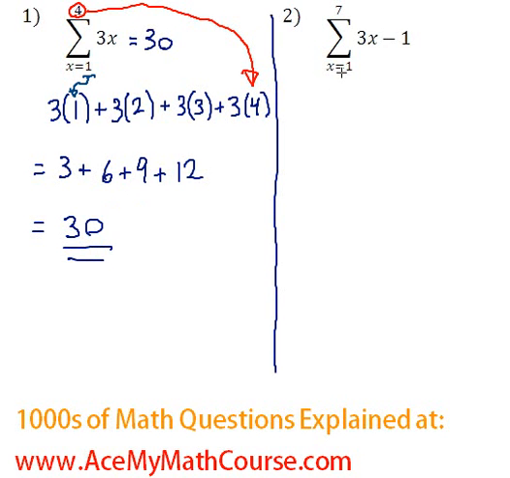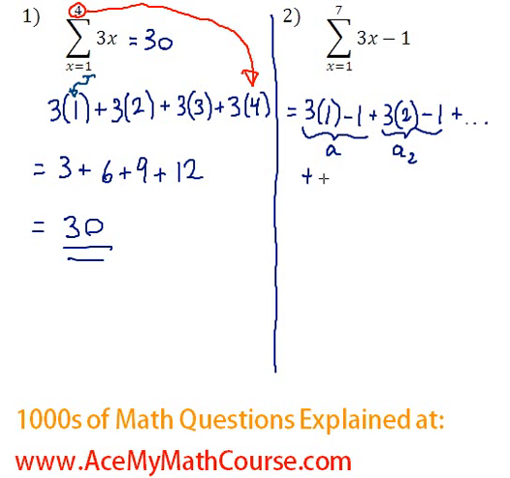Now we have, okay, x is starting once again at 1, and it's going all the way up to 7. So this means that we're starting with x equals 1. That's the first term. And we're going to have 3 times 2 minus 1. And that is the second term. So I'm going to call this a2. Then we're adding all the way up to 3 times 7 minus 1. And that is the last term.